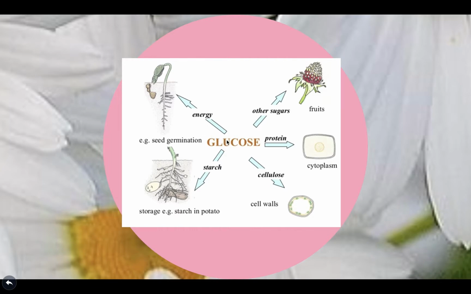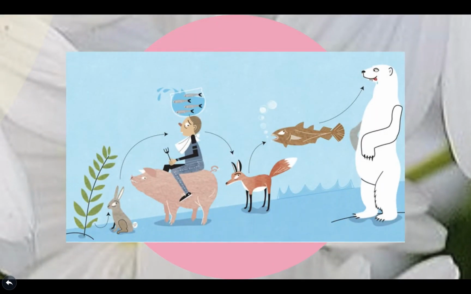Glucose can then be used to produce ATP that we need for other cellular processes in the body. Glucose can also be used to make proteins, can be converted into other sugars, or into cellulose that can be used for the cell wall. Plants are the basis of the food chain, so without plants, other forms of life can't be sustained on Earth.